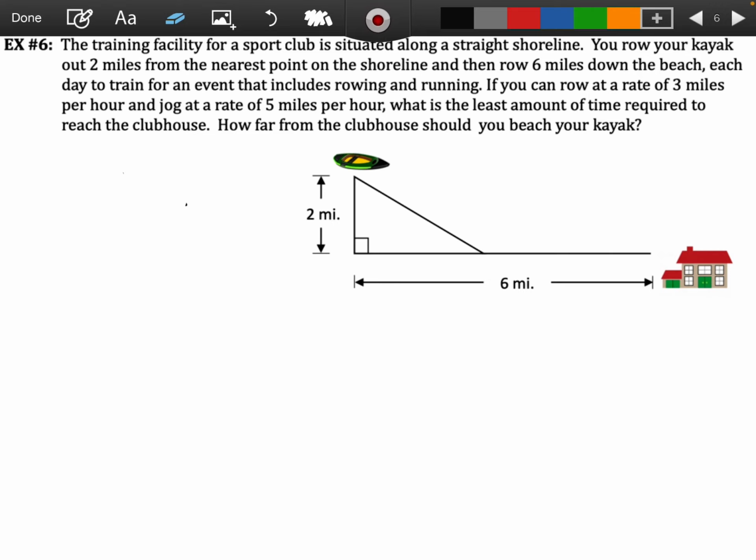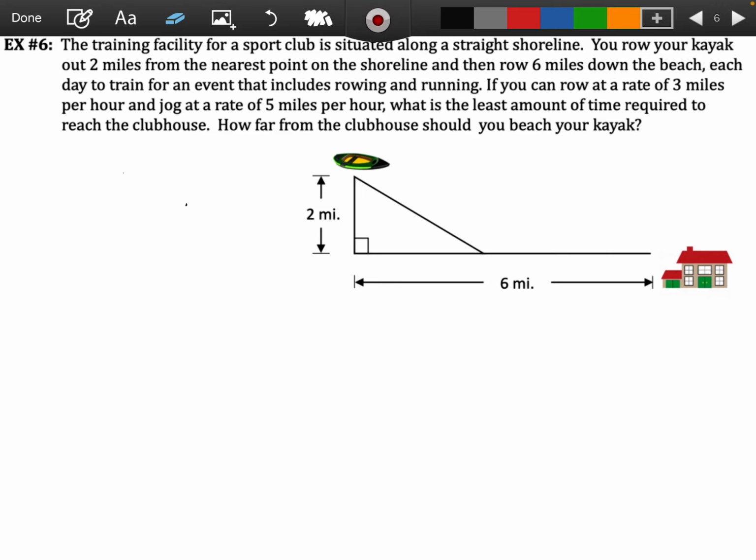The training facility for a sports club is situated along a straight line shoreline. You row your kayak out 2 miles from the nearest point on the shoreline and then row 6 miles down the beach each day to train for an event that includes rowing and running. If you can row at a rate of 3 miles per hour and jog at a rate of 5 miles per hour, what is the least amount of time required to reach the clubhouse? How far from the clubhouse should you beach your kayak?